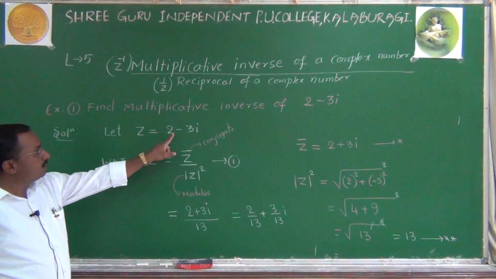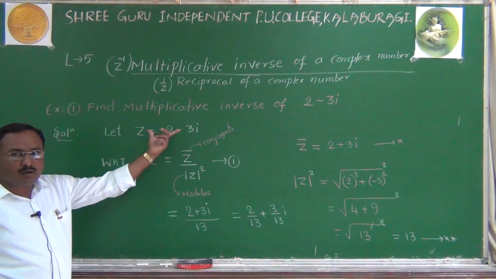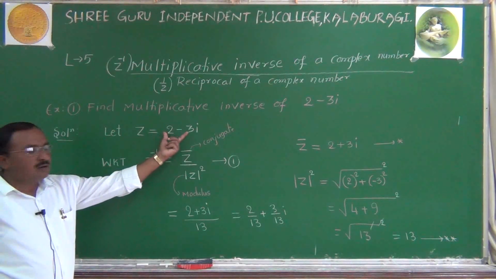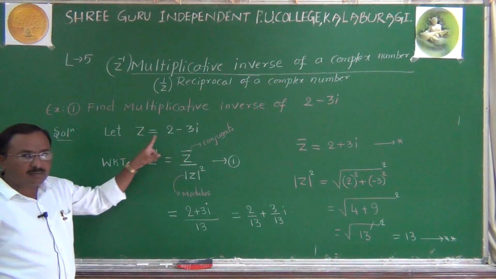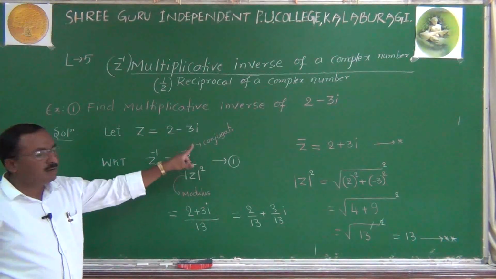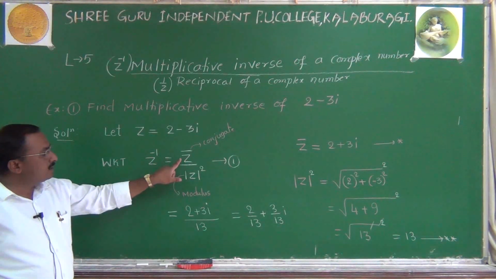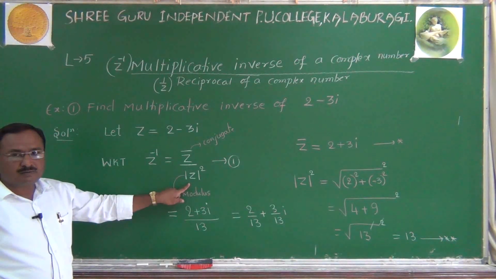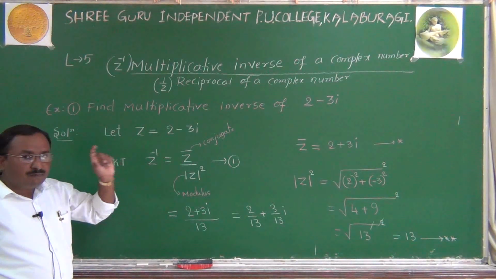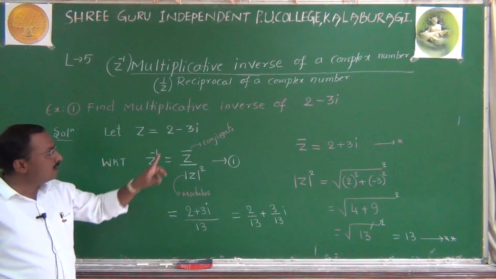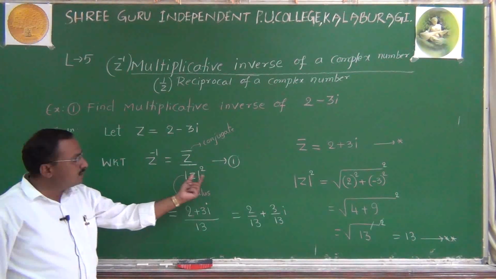Once again, Z is equal to 2 minus 3i. Z means this is one complex number. To apply the multiplicative inverse, this is the formula: Z bar divided by modulus of Z whole square. Z bar means change the sign of the imaginary part, so 2 minus 3i becomes 2 plus 3i.